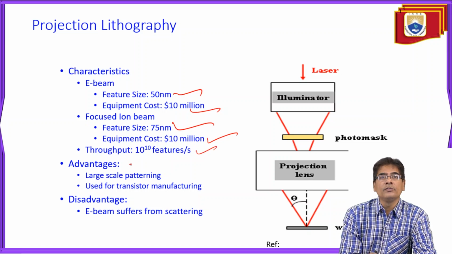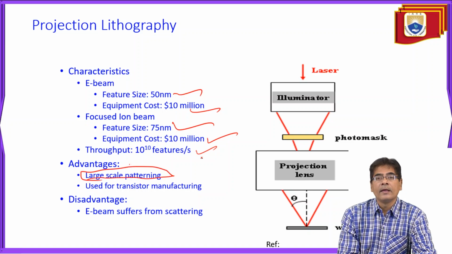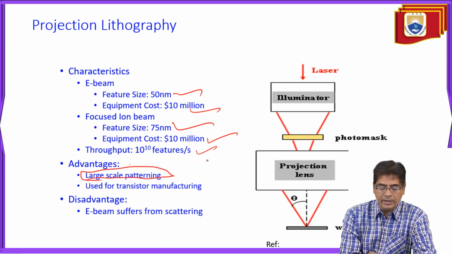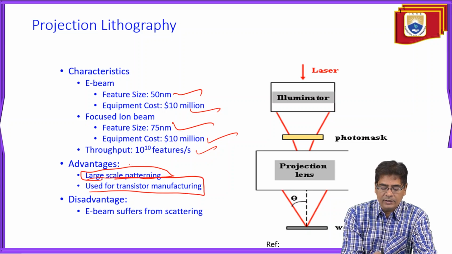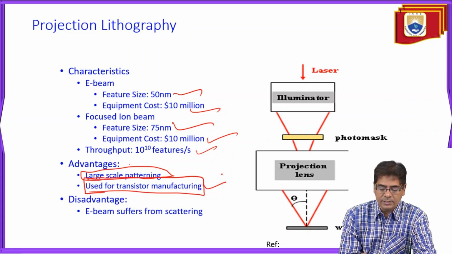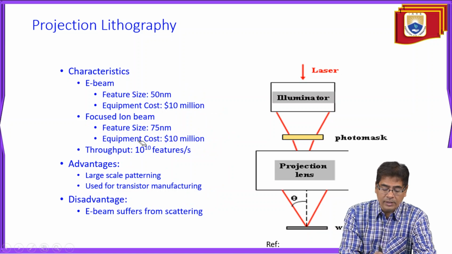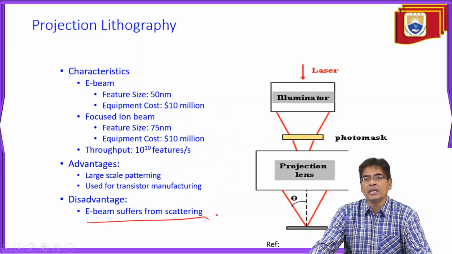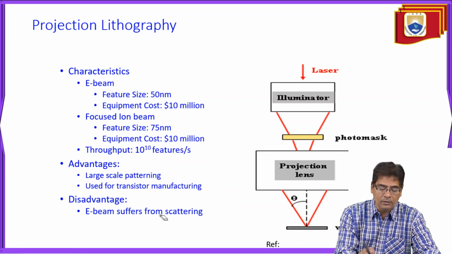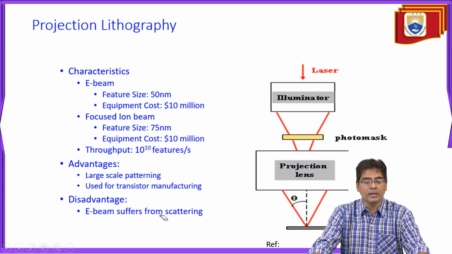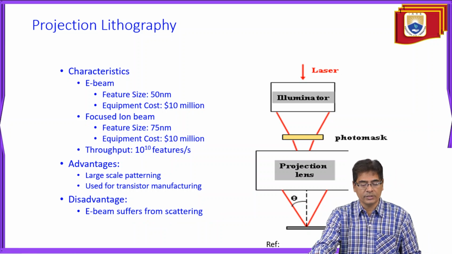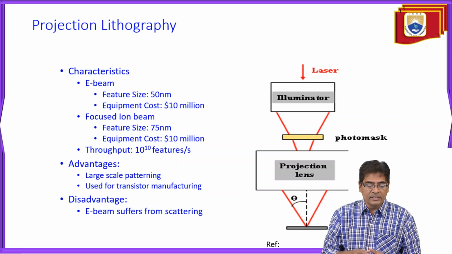The advantage of using projection lithography is that large scale patterning is possible. It is also used for transistor manufacturing. One of the disadvantages of this type of lithography, projection lithography, is that E-beam suffers from scattering.